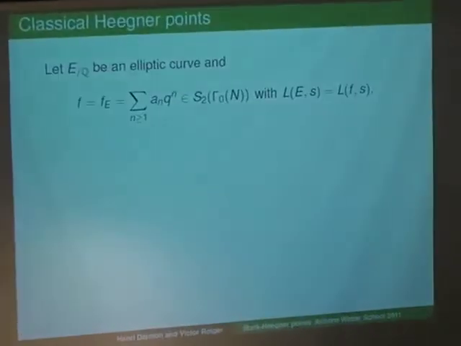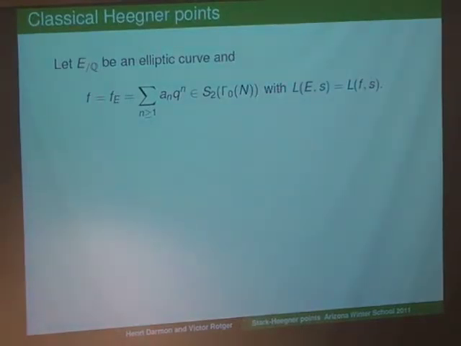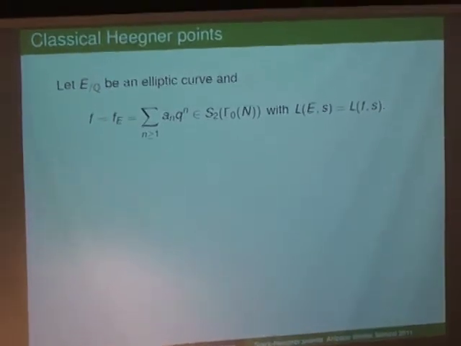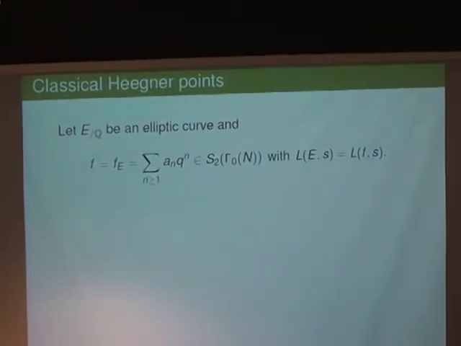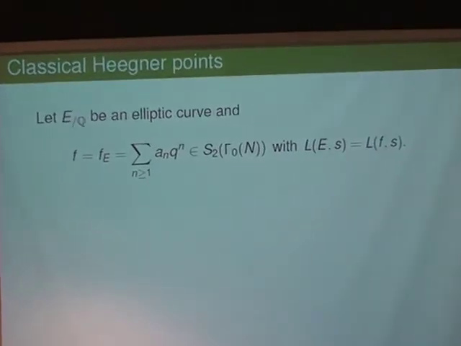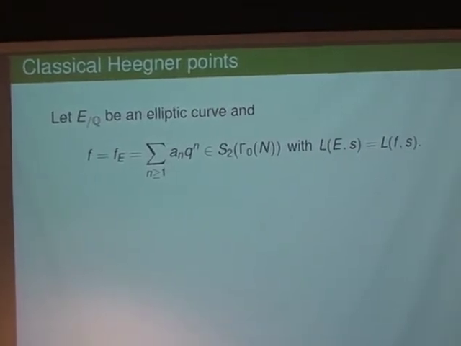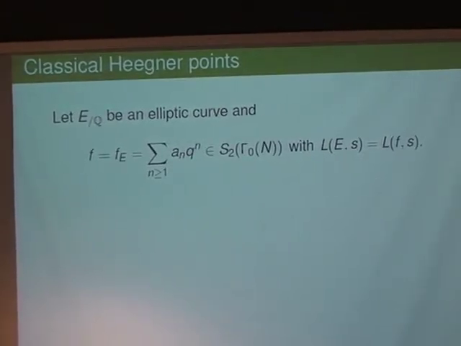So let's start with classical Heegner points on an elliptic curve. We consider an elliptic curve E defined over Q. We now know that this is modular, and there are many ways of phrasing this. One possibility is saying that the L-series of E is equal to the L-series of a cusp form F of weight 2 with rational Fourier coefficients. So F is the modular form associated to E.